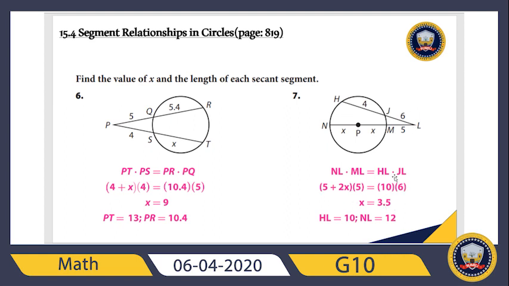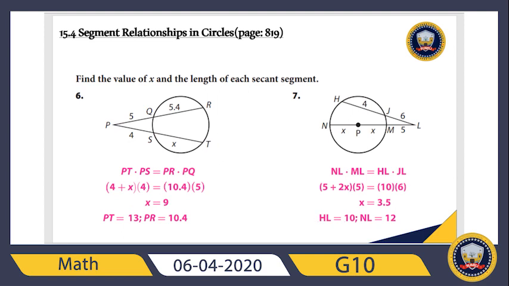Now we set up our equation, we simplify it. Okay. And you get X equals to 3.5. Now you replace your X. So NL is 2X plus 5. So it is 2 times 3.5 plus 5, which is 7 plus 5. That is 12. And HL is 4 plus 6, which is 10.